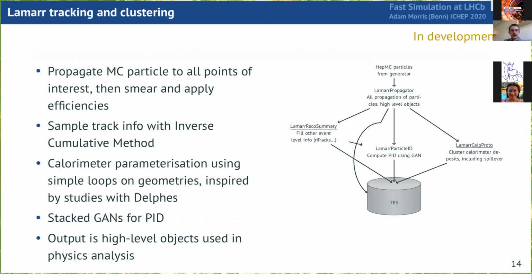Just one slide on how Lamarr works. The idea is that you propagate the MC particles to all points of interest, i.e. the subdetectors, and then smear and apply efficiencies. The track info is sampled using an inverse cumulative method. The calorimeter parameterization is inspired by Delphes and uses simple loops on the geometries. PID information is computed using stacked generative adversarial networks. And the output of all this is high-level objects used in physics analysis.